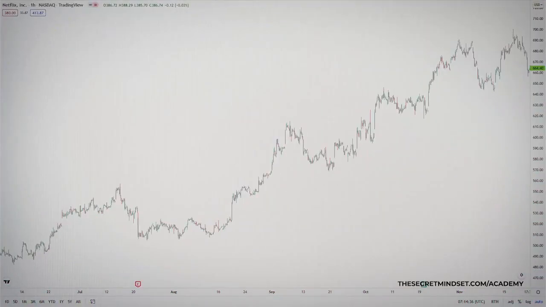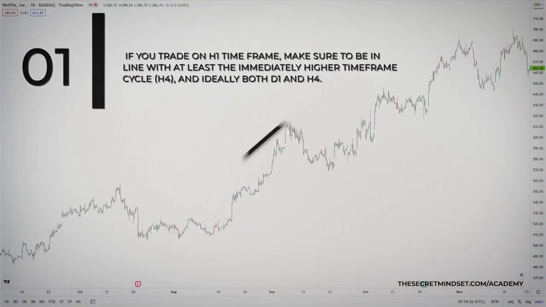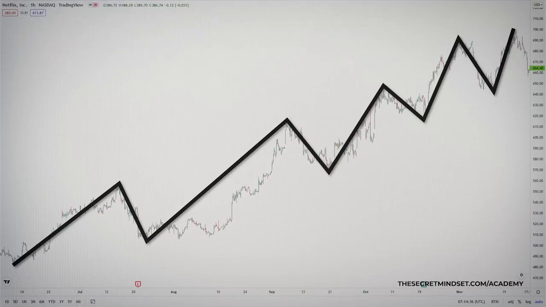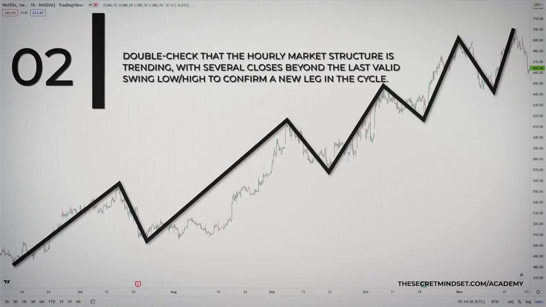So how can you trade these cycles? First, assuming you are trading off the hourly chart, you want to make sure to trade also in line with at least the immediately higher time frame cycle, the 4-hour, and ideally both the daily and the 4-hour. You also want to double check that the hourly market structure is trending with several closes beyond the last valid swing low or high to confirm a new leg in the cycle.